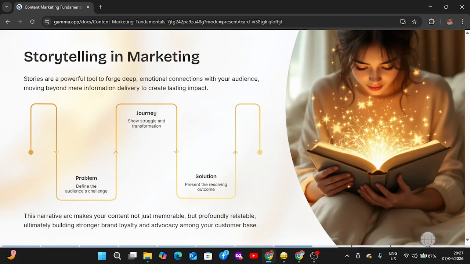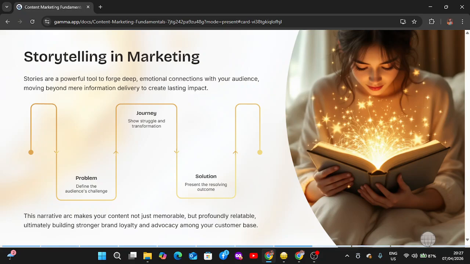Storytelling, one of the most important parts in marketing. Stories are powerful tools to forge deep and emotional connections with your audience, moving beyond mere information delivery to create lasting impact. So what does that mean? When it comes to connecting with people, especially people that don't know you yet, one of the powerful things you can use is storytelling. And what does storytelling do? Storytelling helps create that connection that you need for your brand.